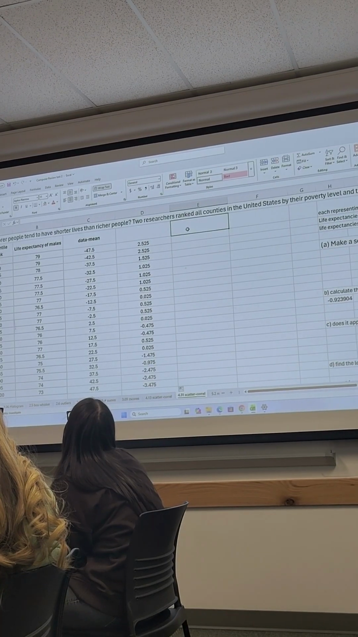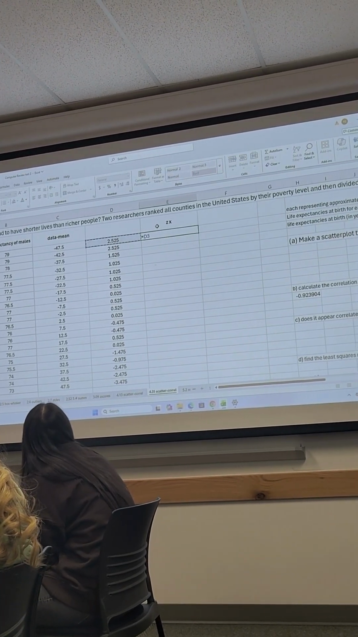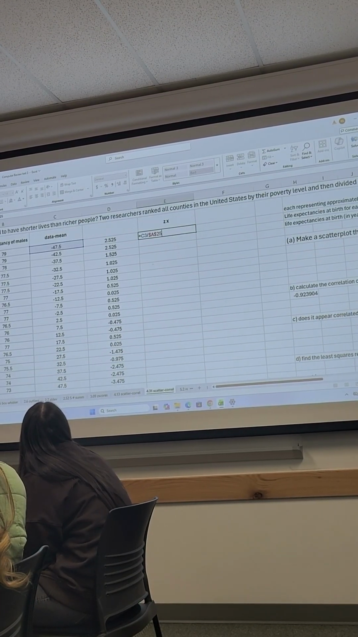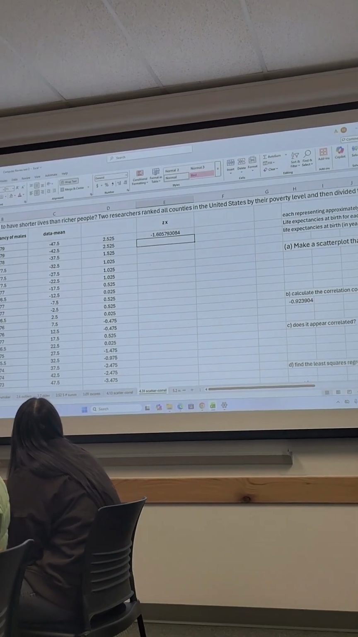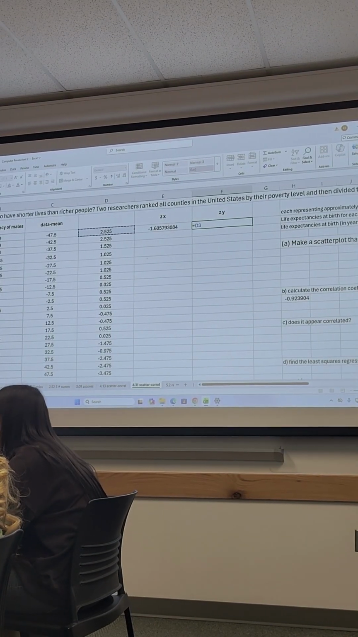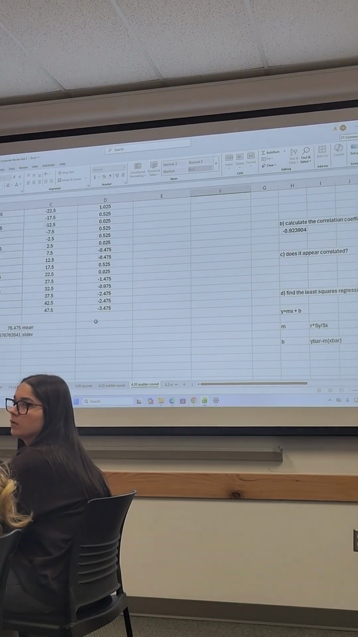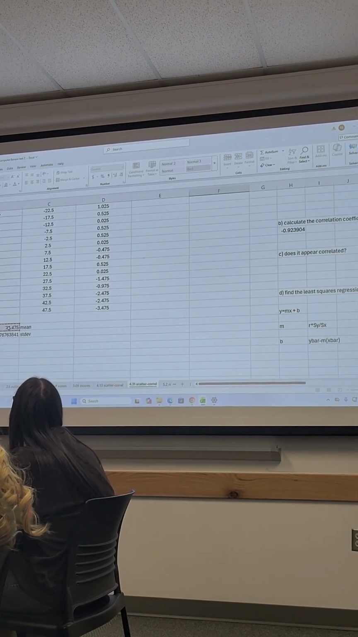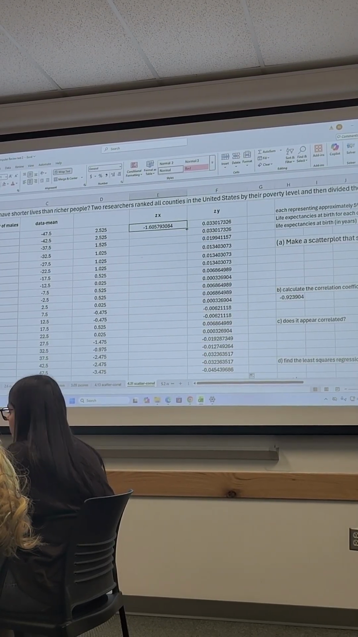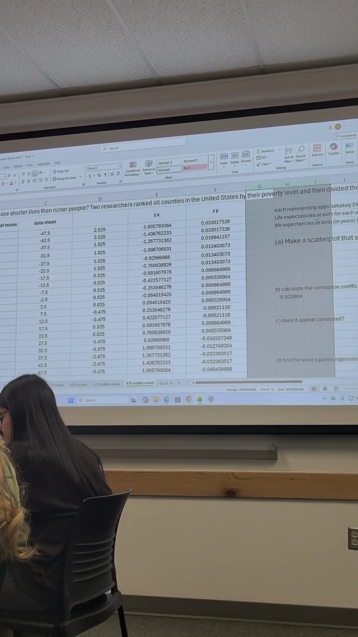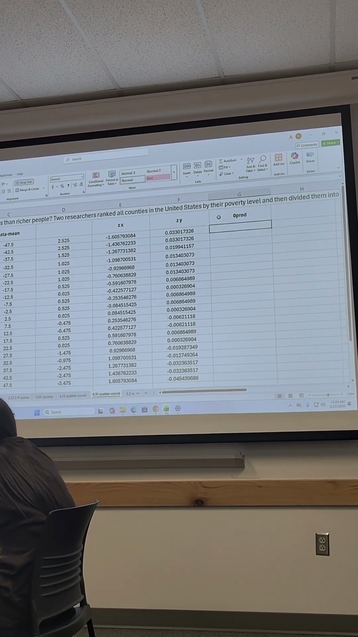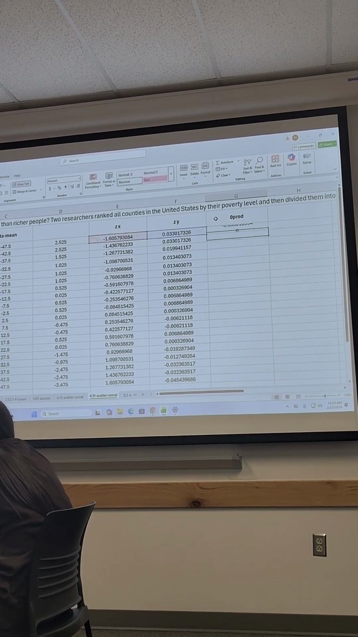And now I need to find the z-score for the x. This is going to be the numerator divided by my standard deviation, S4. Okay? I need to find my z-score for the y. It's going to be this number divided by this, which is here, F4. And then we copy that down. And I need to find the product, which is this number times that number.